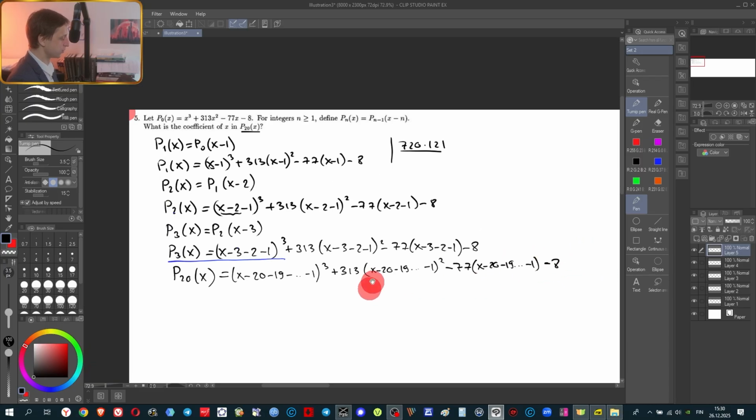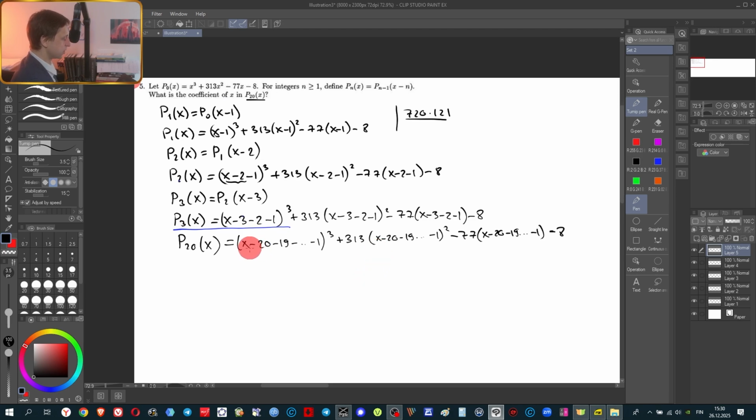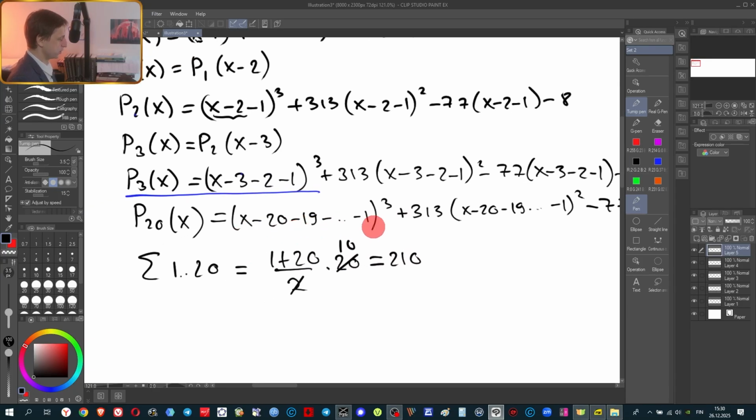Obviously, you see here that we have an arithmetic sequence, so x minus the sum of the arithmetic sequence. The sum of numbers from 1 to 20 equals (1 plus 20), the first one plus the last one, over 2, times how many numbers you have here, 20. So this is 10, and this sum is 210. So this one can be substituted by 210.